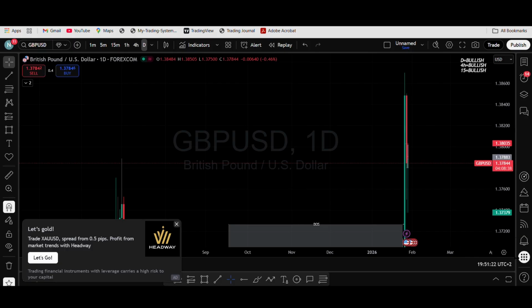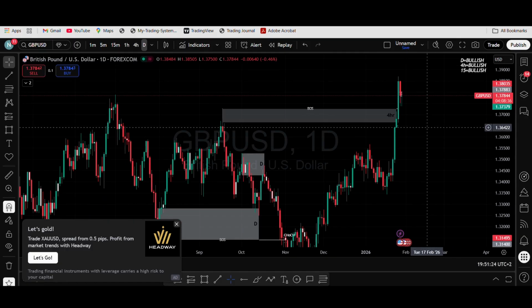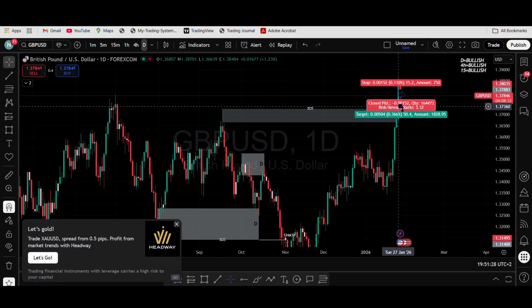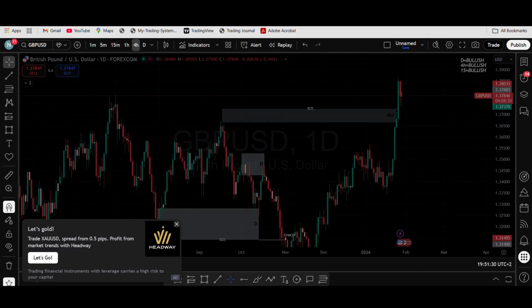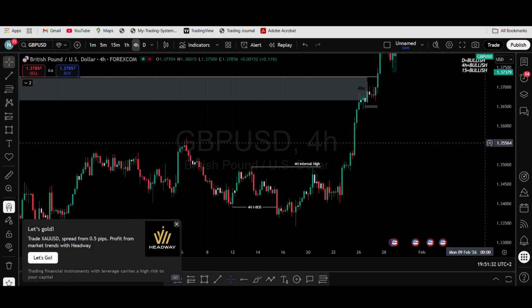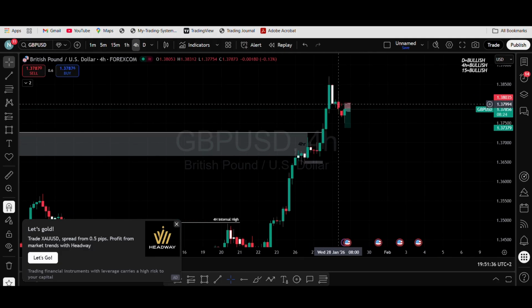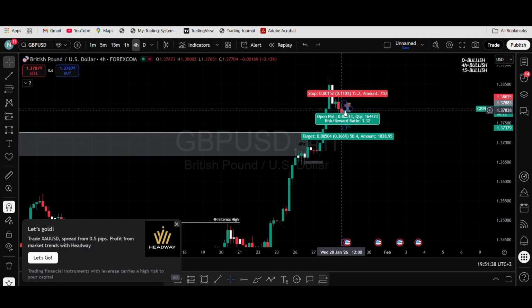So GBP USD is super hyperbolic, right? Or parabolic, I don't know, man. Just means it's moving straight up. And then the 4 hour as well, right? It's moving straight up. And now we have some sort of a little recovery, like trying to move back down.